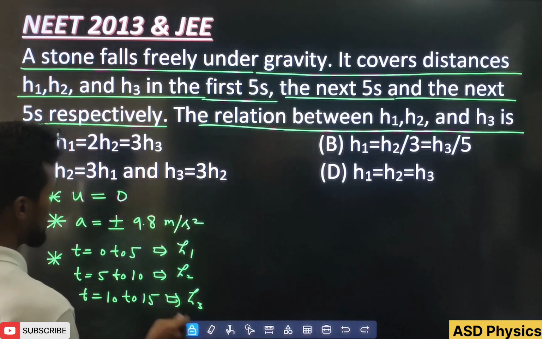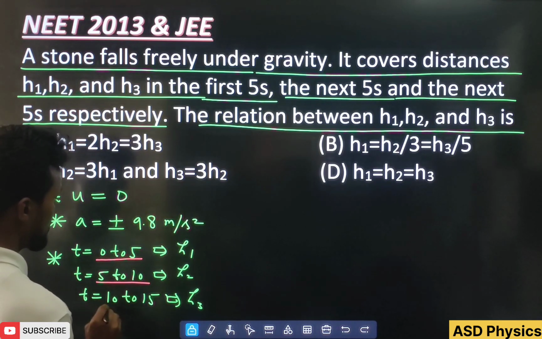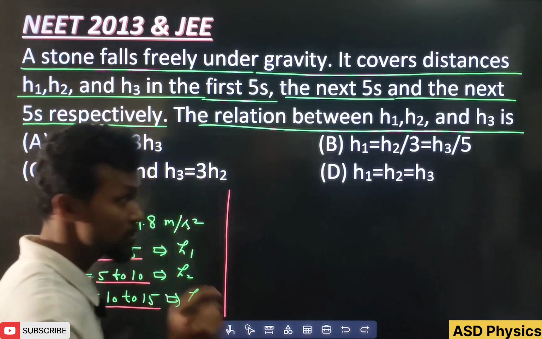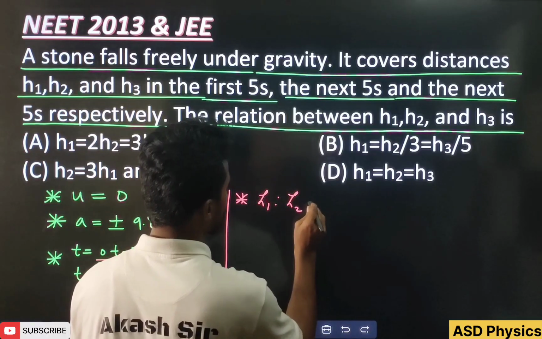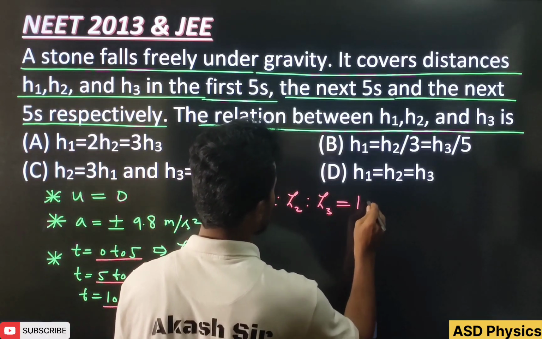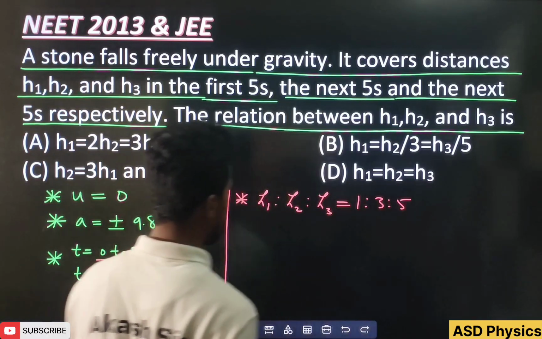So you can see very well, here the time interval is also fixed: 5 seconds, 5 seconds, 5 seconds. So in this situation, what can I write here? Anyhow, the odd numbers. h1 is to h2 is to h3, how much here? 1 is to 3 is to 5.